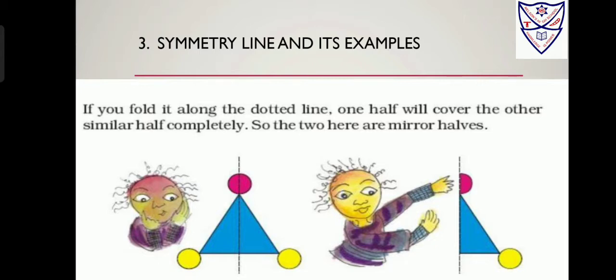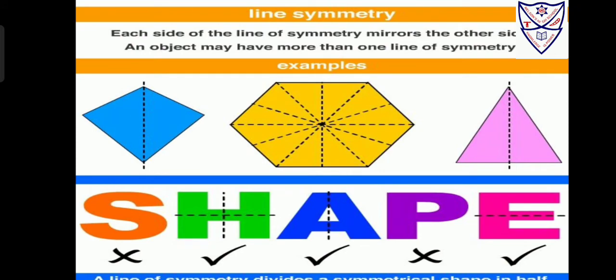Line symmetry means what? Each side of the line of symmetry mirrors the other side. It is the same only, but it is dividing into two exact halves. That is called symmetry line. Now an object may have more than one line of symmetry. It is not necessary that we have only one symmetry line. We can have a horizontal symmetry line, a vertical symmetry line and so on.